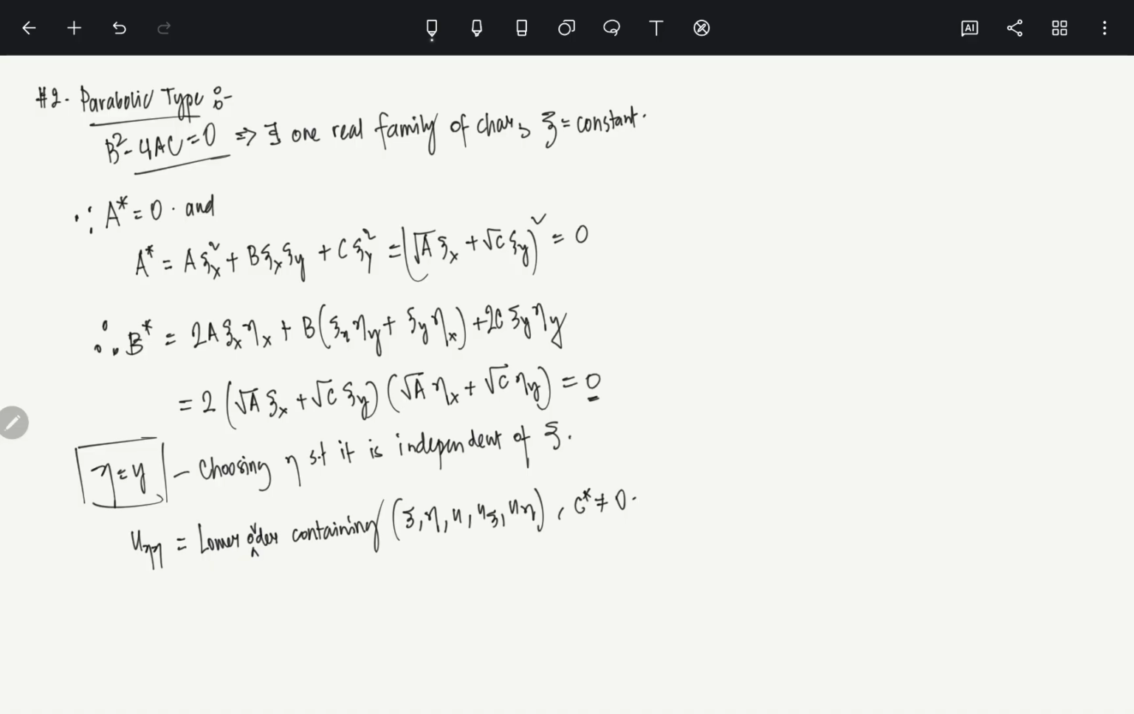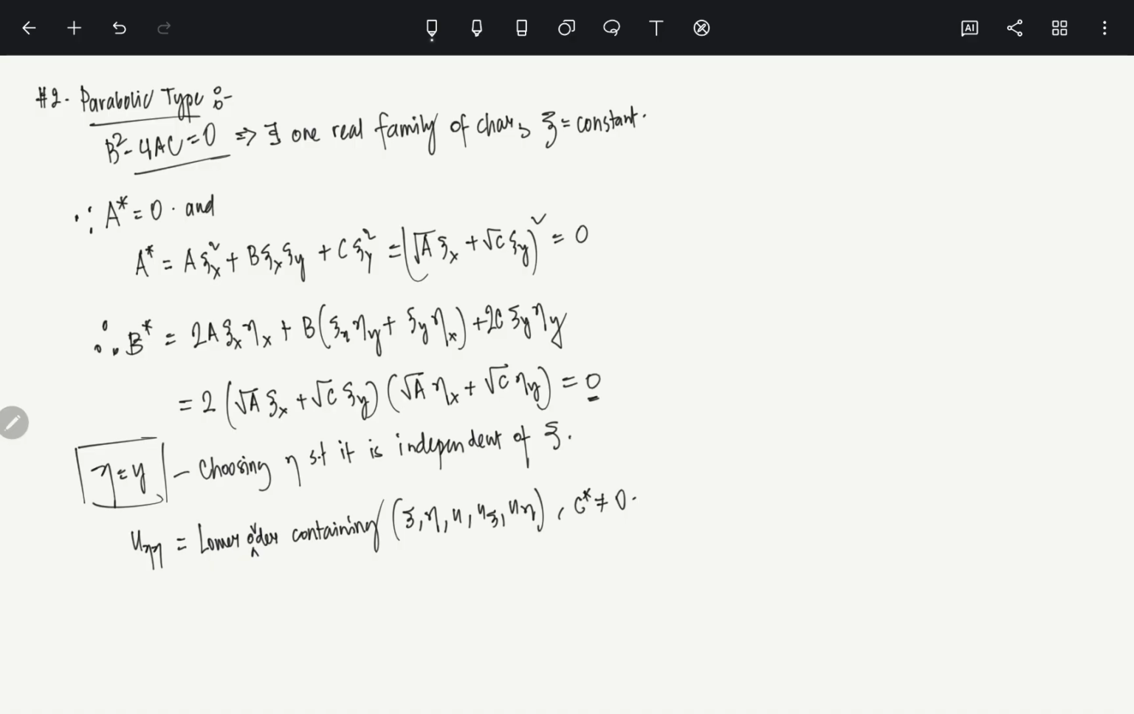A star is 0 because we chose xi to be constant here. Again, the choice of eta is on us. Given xi, we can choose eta in such a way. How do we get xi? We get xi by solving the characteristic equation. The choice of eta is on us. We can choose eta in such a way that the Jacobian is not 0, so basically it is independent of psi.